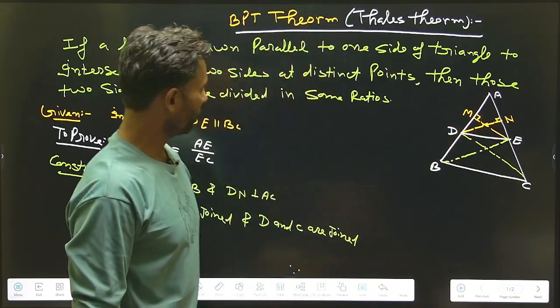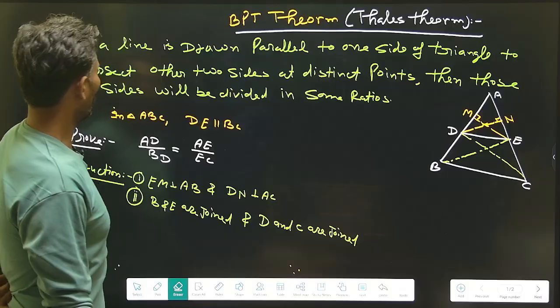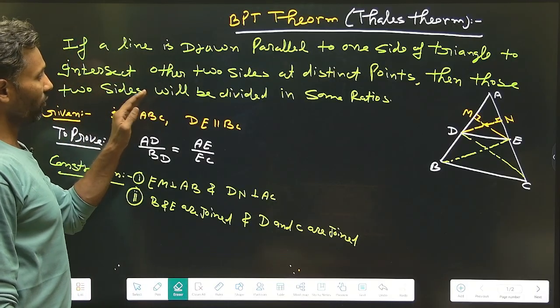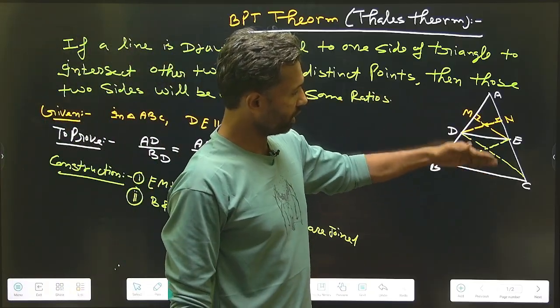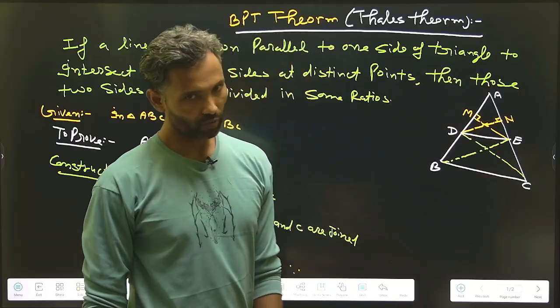Okay, so what does it say? If a line is drawn parallel to one side of the triangle to intersect the other two sides at distinct points, then those two sides will be divided in the same ratio. I mean to say, DE parallel to BC, so AD upon BD will be equal to AE upon EC. We have to prove this.